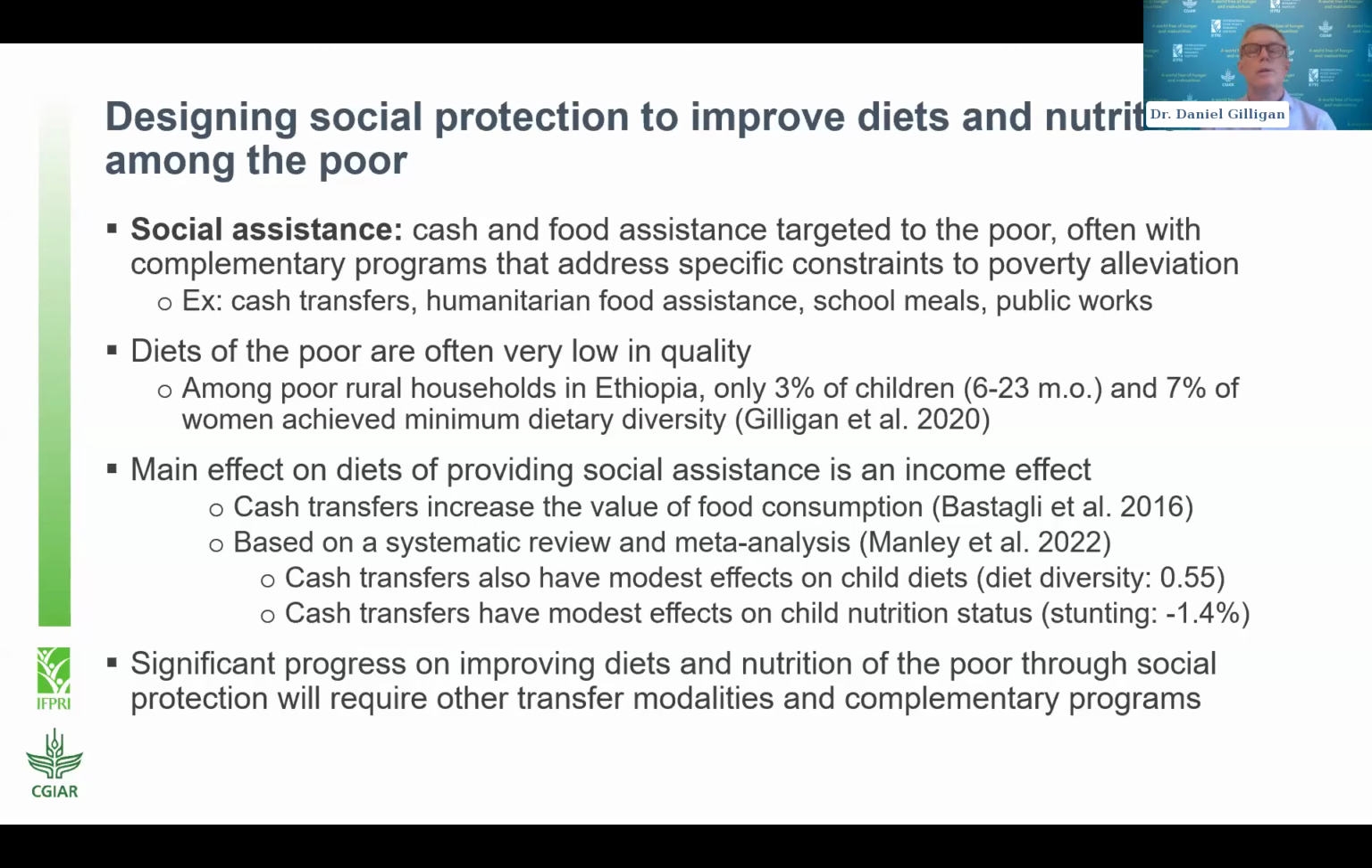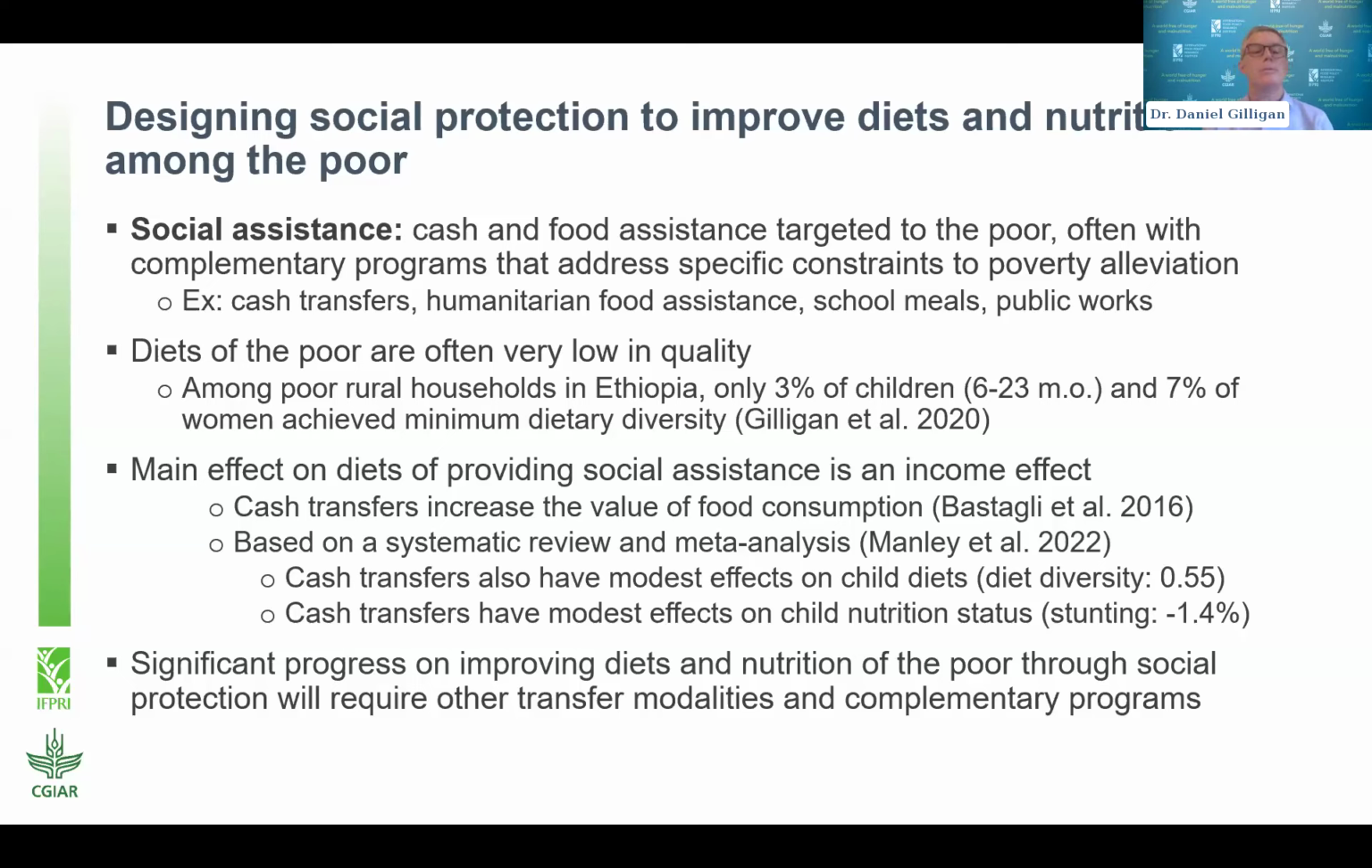So what this tells us is that we're not going to get too far with cash transfers alone in terms of improving nutritional status. Significant progress on improving diets and nutrition of the poor through social protection is going to require other transfer modalities and complementary programs. So with that, now I want to go through and just bring some results forward from IFPRI research on different program modalities, both in terms of the type of social protection program and the type of approach to addressing nutrition.